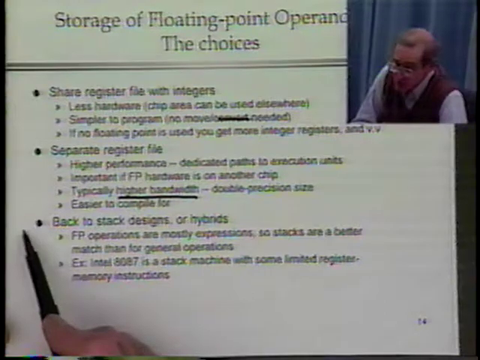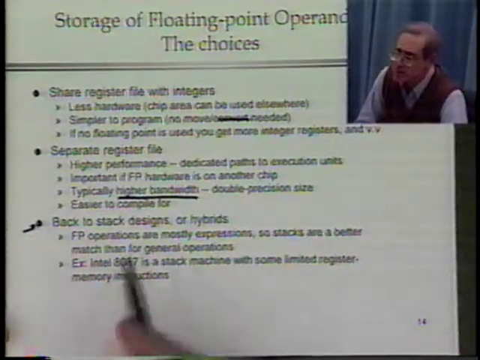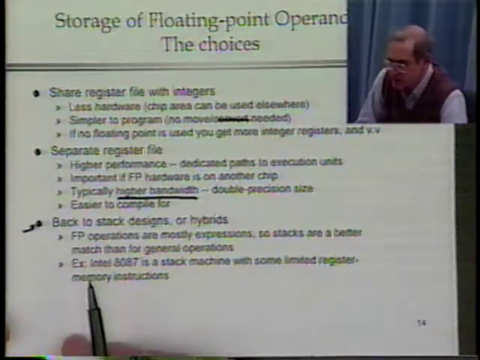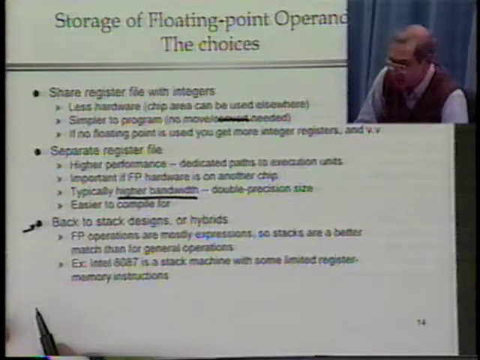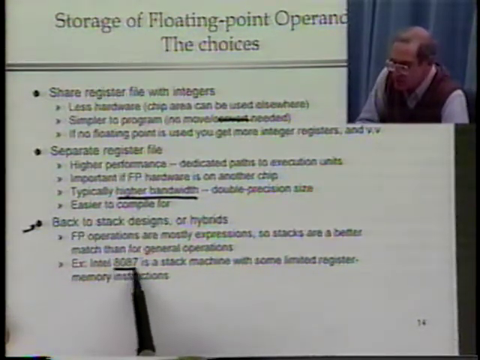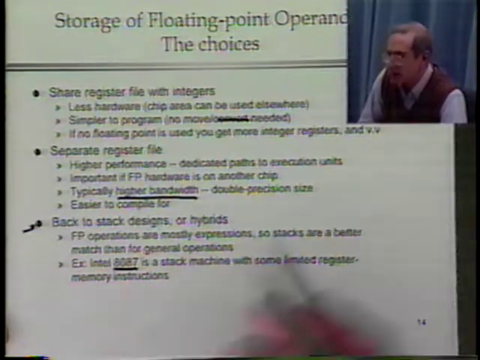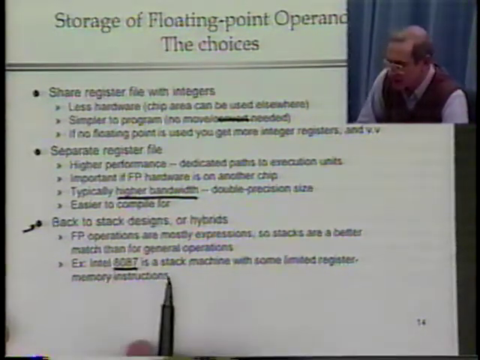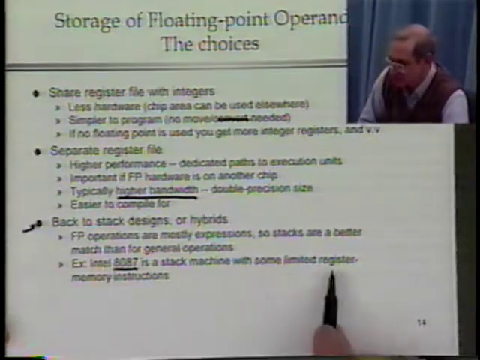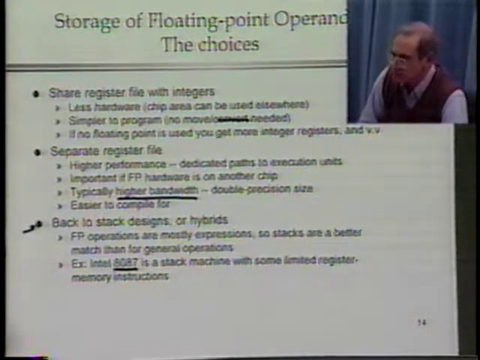A third approach is, in fact, not to use a register file at all, but to go back to a stack design. Remember that stack designs were reasonably good for certain kinds of expression evaluation, and floating point operations are mostly expression evaluation, so why not use stacks? The Intel 8087 is an example of an architecture which is basically a stack machine with, again, some of the elaborations we talked about that stack machines find convenient to do what amounts to some kind of register memory instructions for the stack.